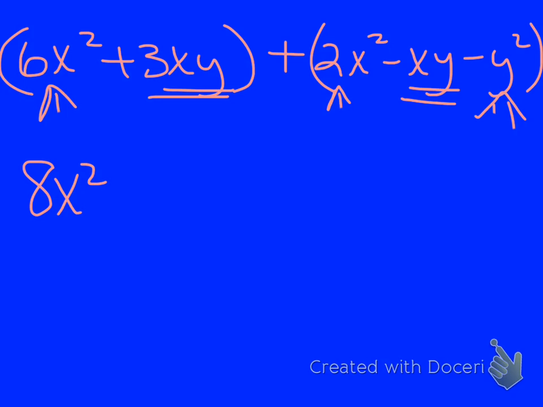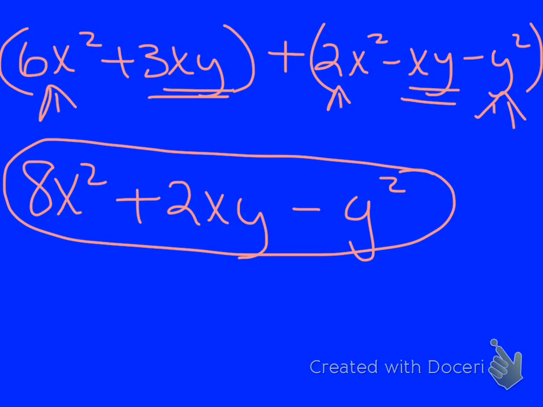I have a 3xy and a negative xy. So 2xy, right? Very good. Plus or minus? Plus. Very good. And since there's no like term with this one over here, we just write it minus y squared, and we're done. Okay. That was the horizontal format. They wanted us to do the vertical, so let's do the vertical on the next one.